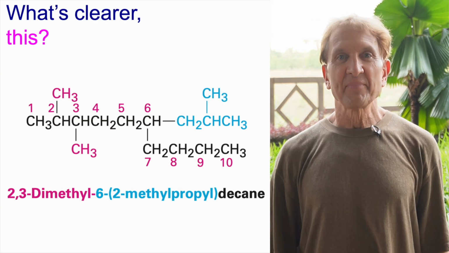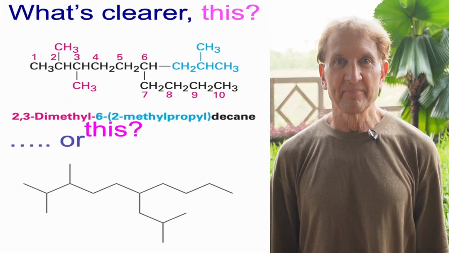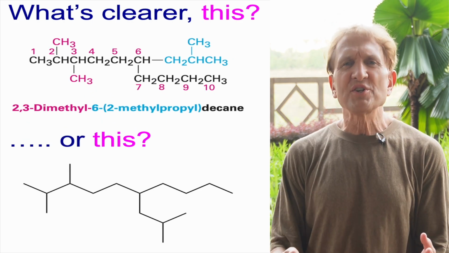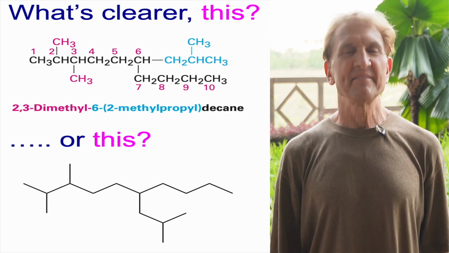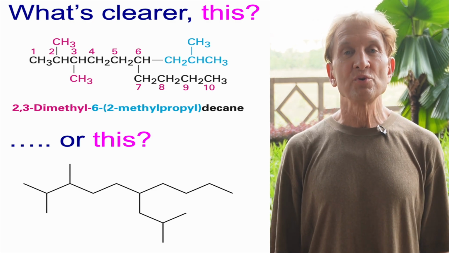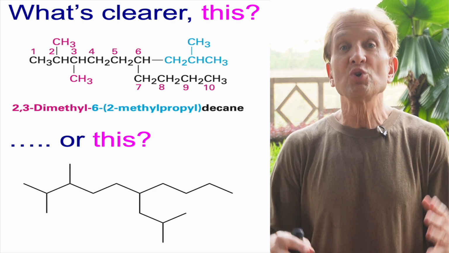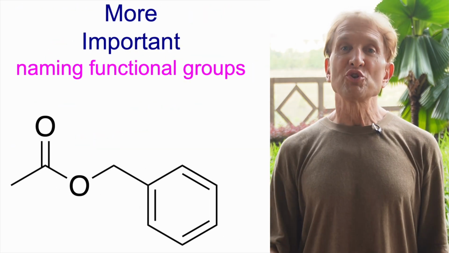What is clearer, this or this diagram? So these days, when it's so easy to draw structures, why don't we just draw them and illustrate what we mean? That's what I think. Far more important to sophomore organic chemistry and a student doing well in the course is a functional group.